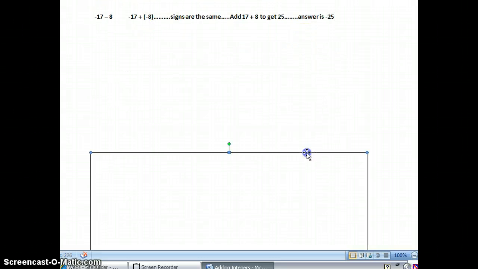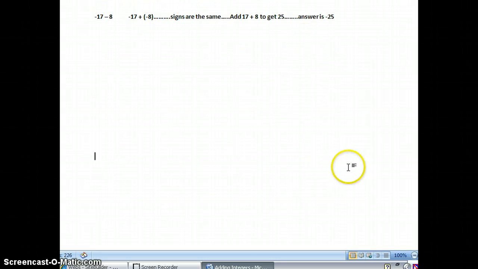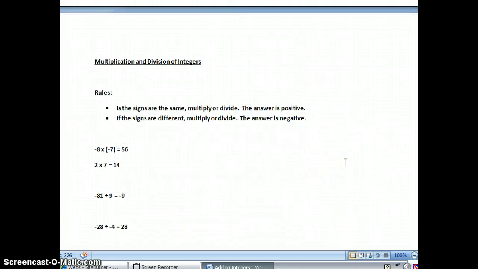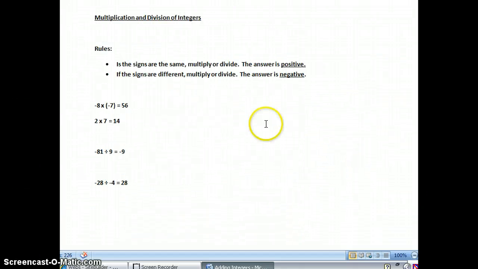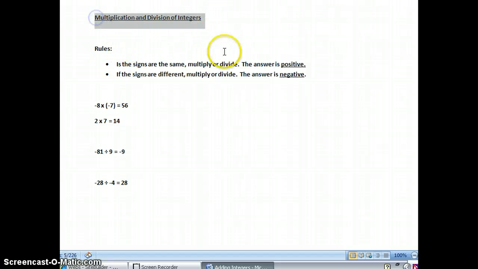Okay, now we get to multiplication and division. Notice I have two rules, and that works for multiplication and division. Basically, I have two quick rules. If the signs are the same, just go ahead and multiply, and the answer is positive. If the signs are different, go ahead and multiply or divide, and the answer is negative.